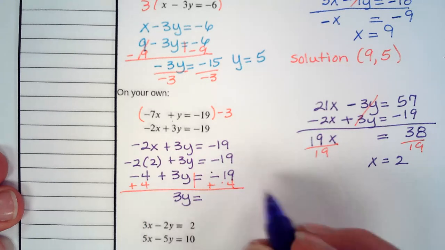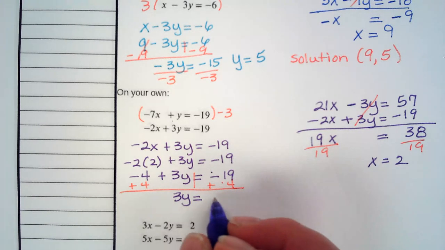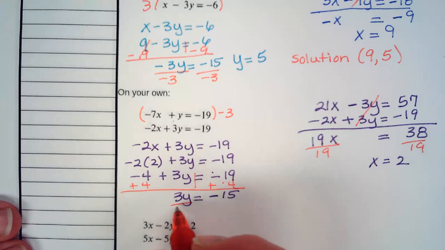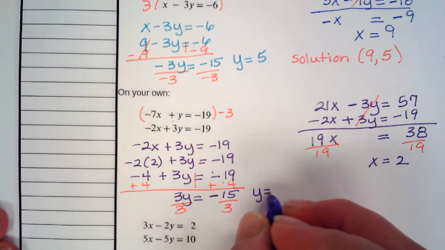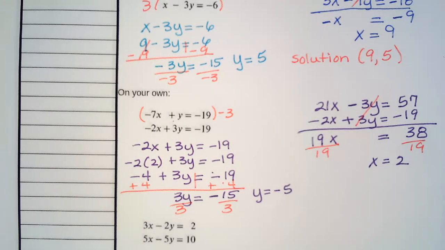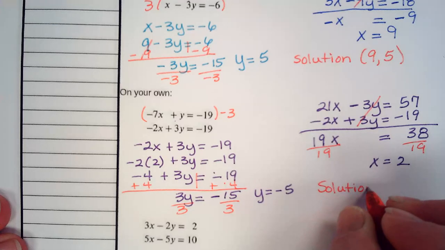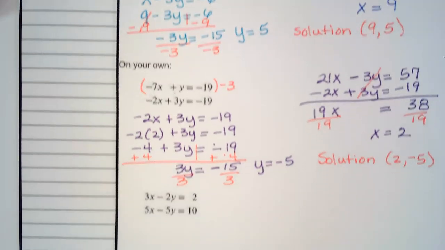3y is equal to, they're opposites, so I find their difference. 19 minus 4 is 15, but it will be a negative 15 because the 19 is negative. Divide both sides by 3, and y is equal to negative 5. Okay, take a minute and look. Do you have any questions on how this is done? Okay, find your solution. Your solution is the point 2, negative 5.